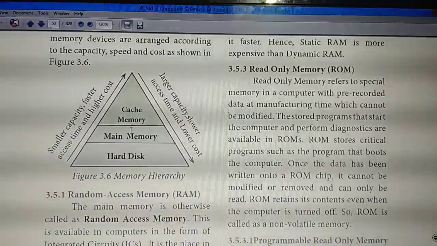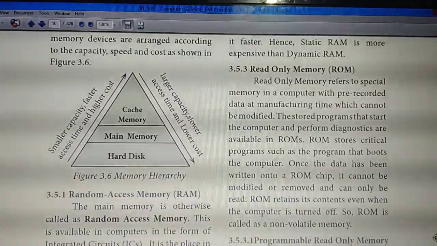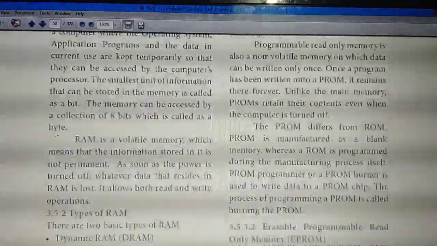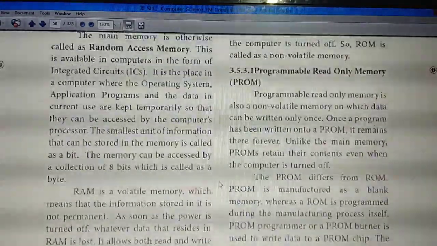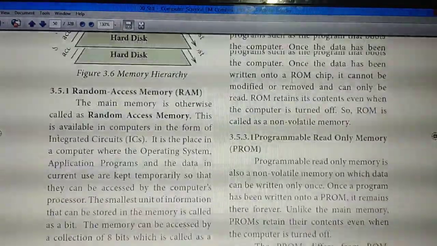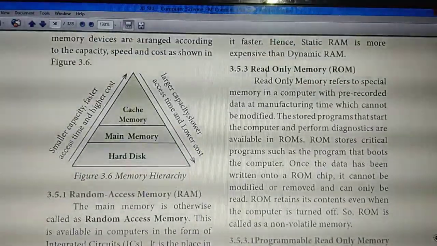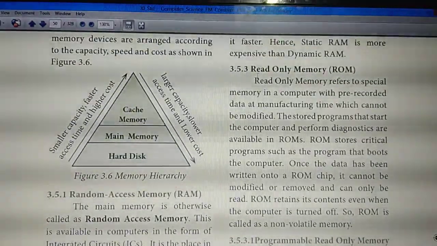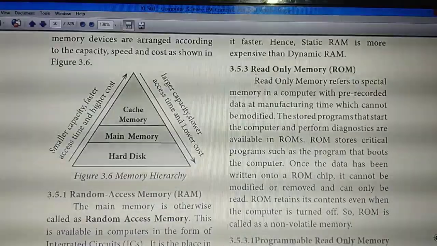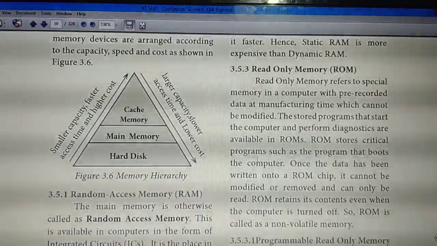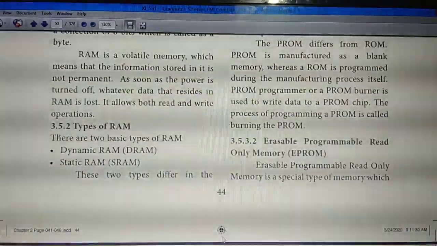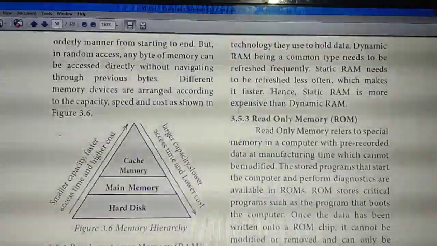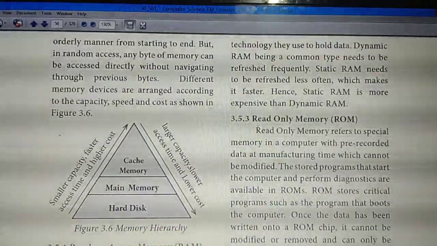Next question, explain the types of ROM. Same page, types of ROM, page number 44. Starting from here, read only memory. This is a very big question, so you cut short and write. Page number 44, starting from here, heading ROM, read only memory.